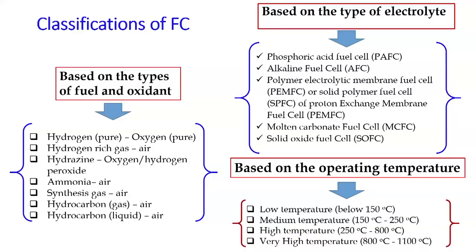Medium temperature if the operating temperature is in between 150 degrees Celsius to 250 degrees Celsius, and high temperature if its operation is in between 250 degrees Celsius to 800 degrees Celsius, and very high temperature operations if the temperature range varies from 800 degrees Celsius to 1100 degrees Celsius.